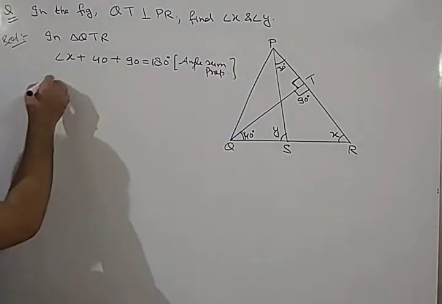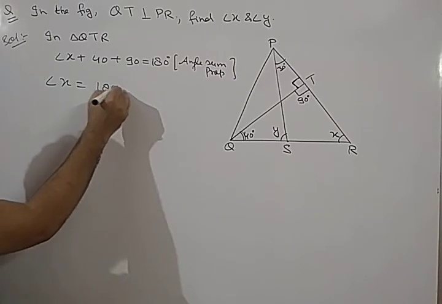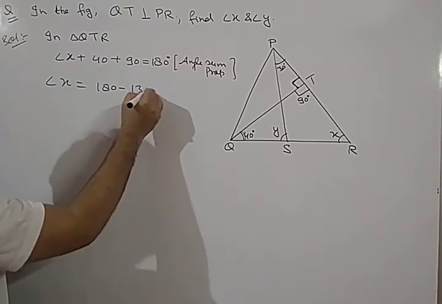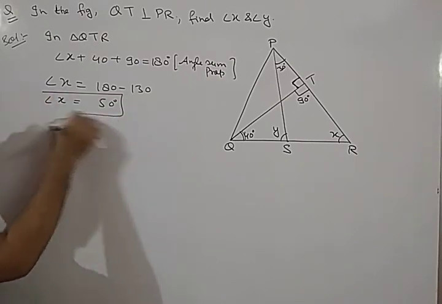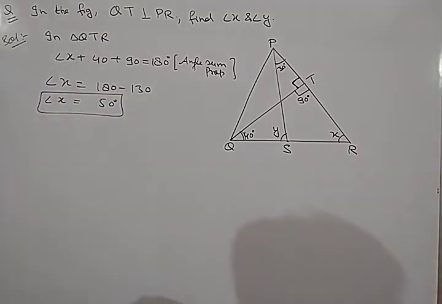So we will get the value of angle X. Angle X will be equal to 180 minus 90 plus 40, that is 130. It will be equal to 50 degree. So we get the value of angle X, which is 50 degree.